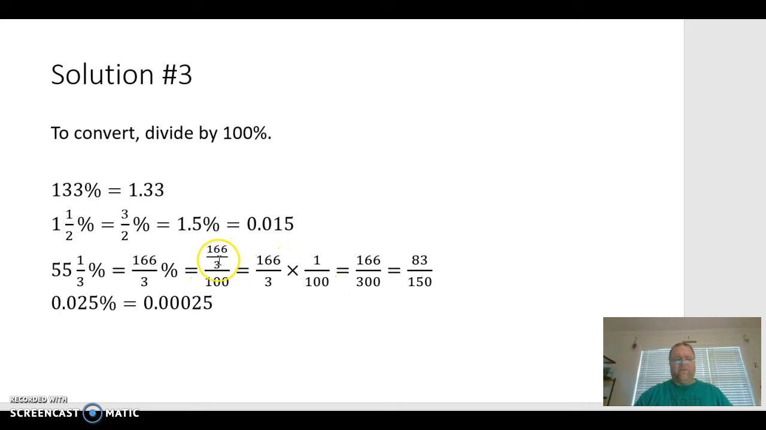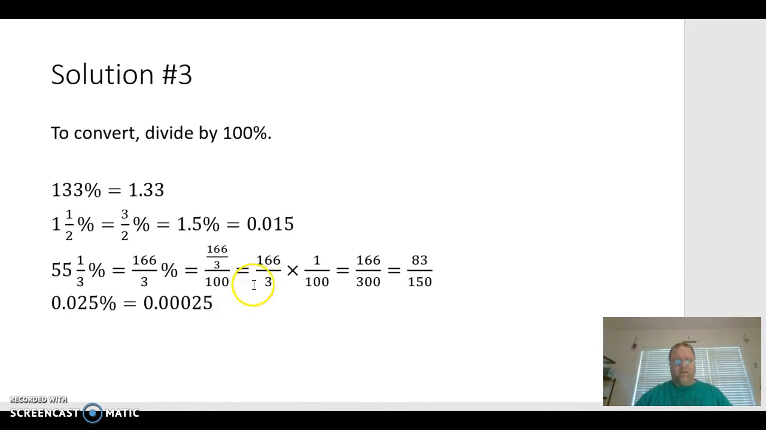Now, when we have a fraction in either the numerator or the denominator, what we can do is multiply the numerator by the reciprocal of the denominator. The reciprocal is you flip it. Now, technically, 100 is the same thing as 100 over 1. So if you flip that, you're going to get 1 over 100.